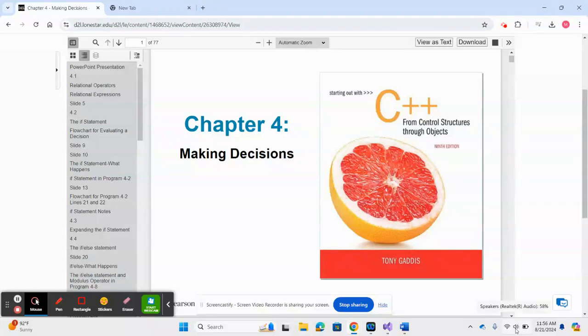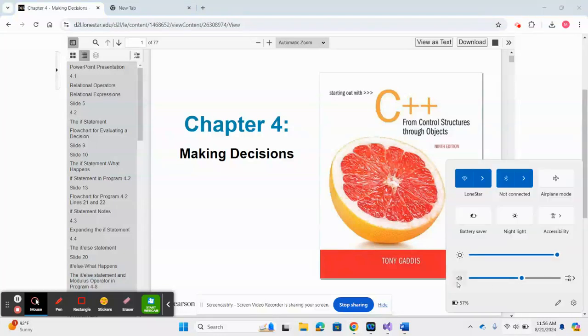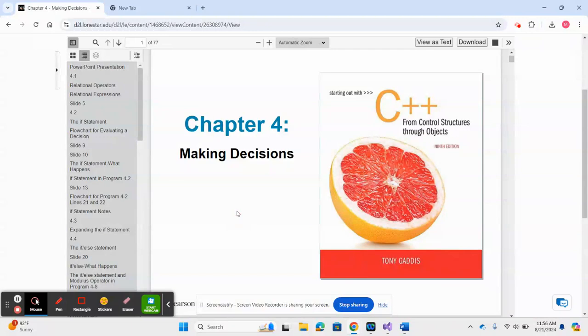Hey everyone, in this lecture we are going to continue discussing chapter 4, making decisions. In the previous lecture we introduced the concept of if statement. So we learned about if else when you have two outcomes, and also we learned about nested if statement. We have an if statement inside another one.